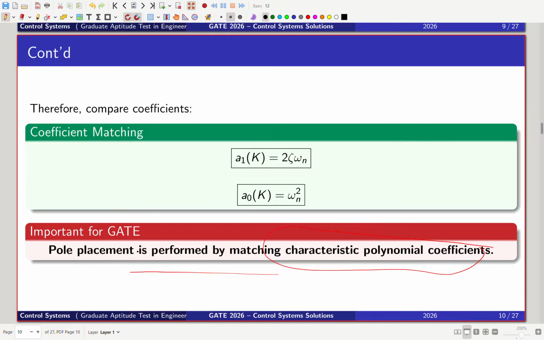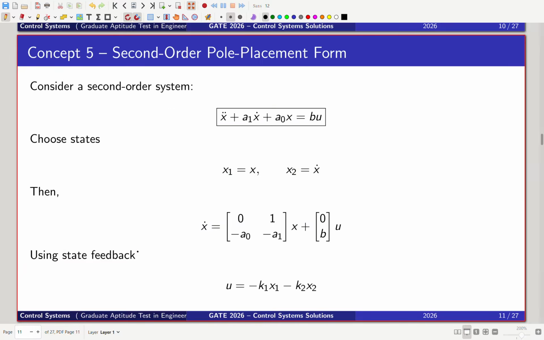So if you know these things, we can easily solve this type of question. Sometimes they give x double dot, and we just convert to derivative form, differential form. So x double dot plus a1 x dot plus a naught x is equal to bu. Here, similarly, we formulate it in state space. Basically, we are trying to understand, from the given state space, how we can solve this.